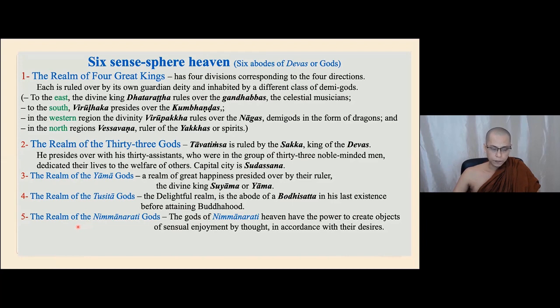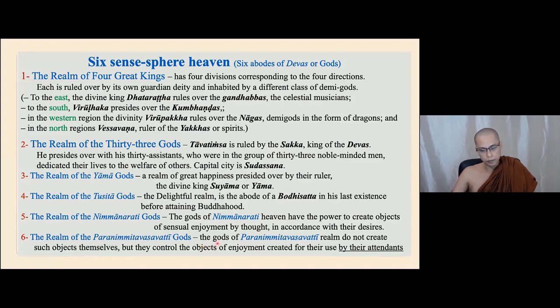Then the fifth deva realm is called Nimmanarati. They are powerful to create the objects of sensual enjoyment by thought. Whatever they think is good, they can create, in accordance with their desires. The other realms, such as Tavatimsa, can also create something, but not as powerfully as the Nimmanarati. So this is the place where they make whatever they want by their mind, and they can enjoy.